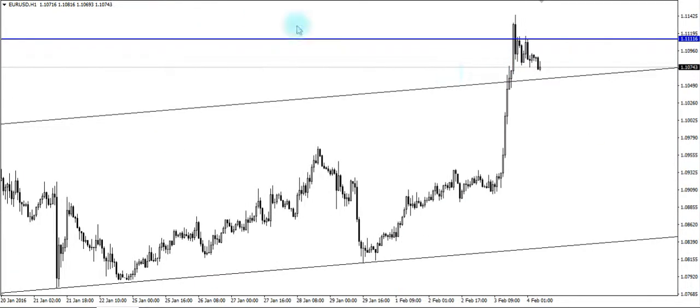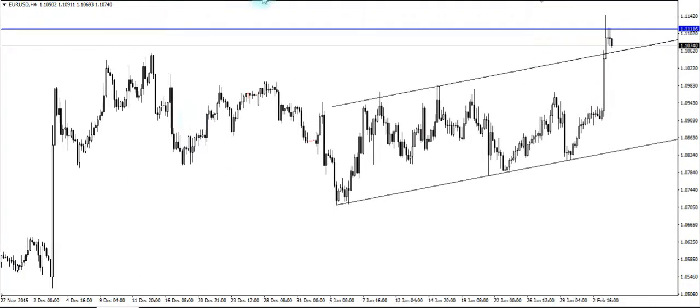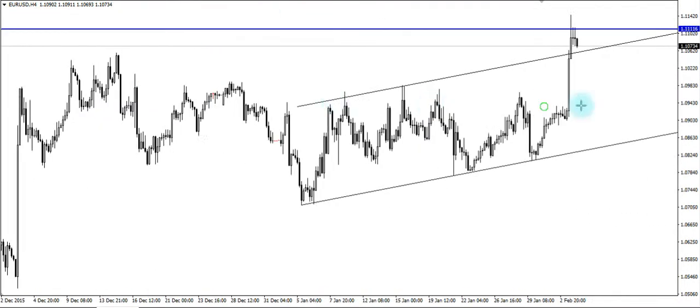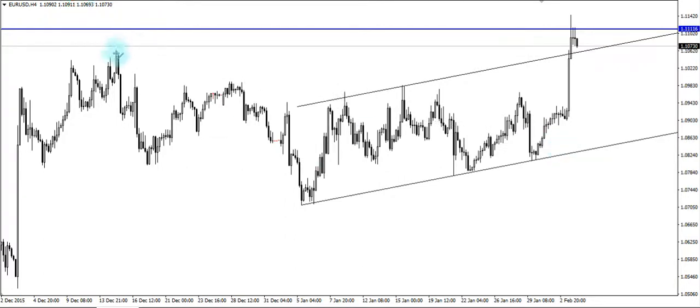But however, in the 4-hourly chart right here, we have seen that the price has broken above the channel.